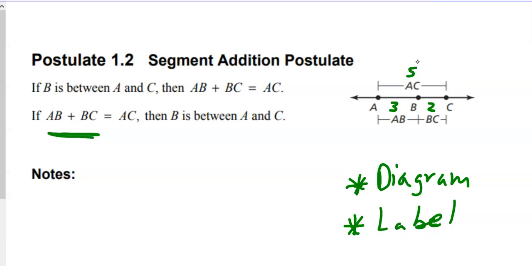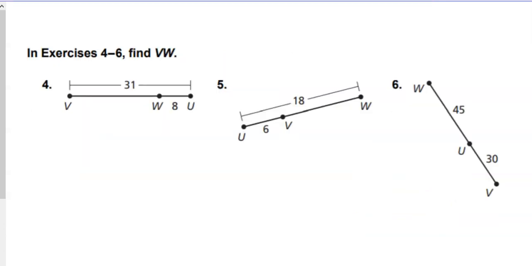Okay? And we're going to do a lot of examples with this. So let's try some of these. In number 4, it's given to us a little bit differently. They give us the whole amount VU, then they give us WU. So now we're trying to find this remaining portion. It's kind of the reverse of the addition property. VW would be the larger segment VU minus the smaller WU. So 31 minus 8, and that's going to give us 23.